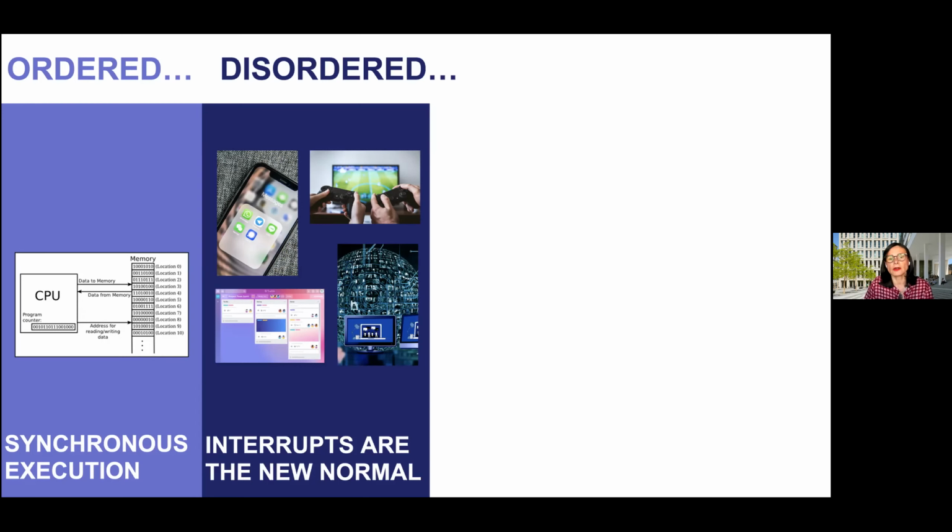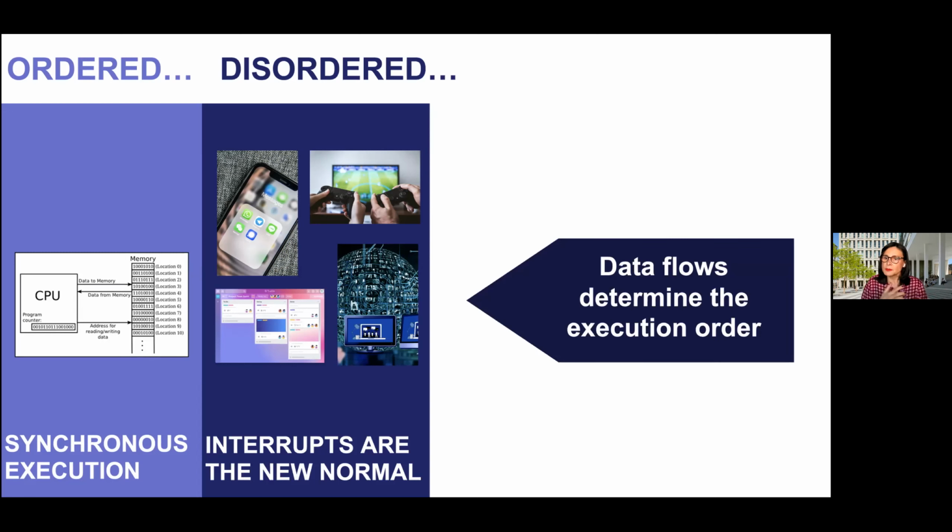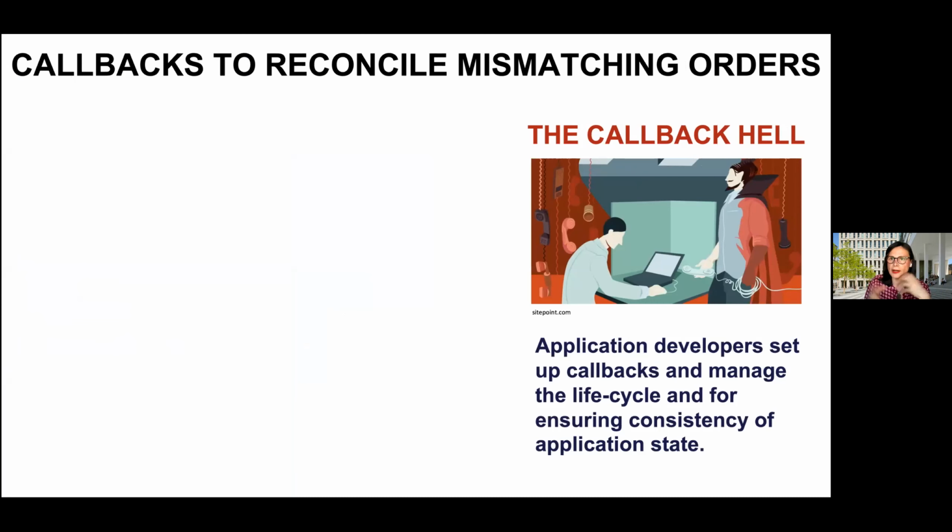And in principle, you could say, okay, this is not a new problem. We have had interrupts all the way, but now they are not anymore the exception. The interrupts are the norm, so to say. And there is this mismatch between data flows and control flows. And basically our approach to reconcile this mismatch has been callbacks. So attaching callbacks to events or to changes to data to react to those changes.